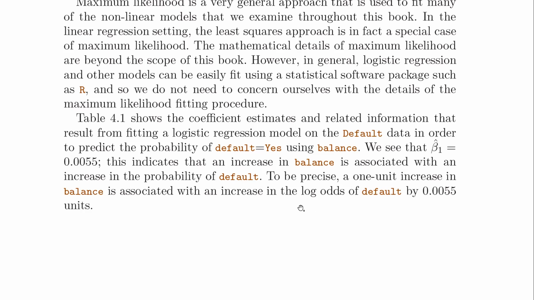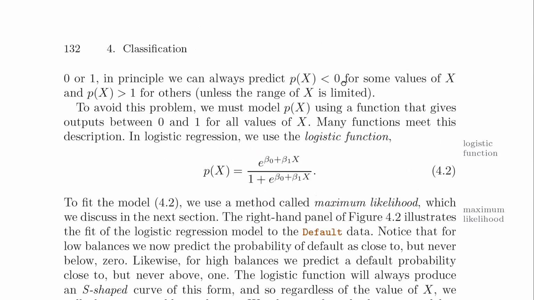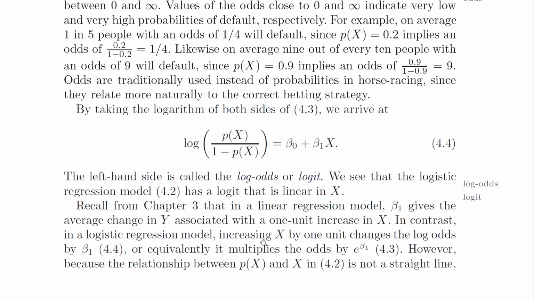You need to apply log. There is linearity, but there's only linearity when we write the relationship as log odds against your predictor variable, against the balance. And if beta 1 is 0.0055, increasing x by 1 would increase the log odds by beta 1.